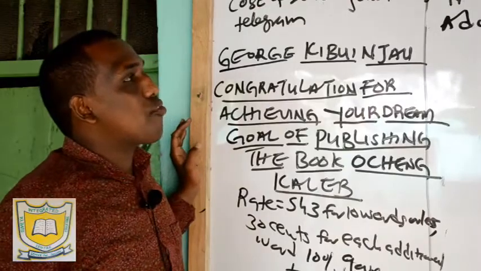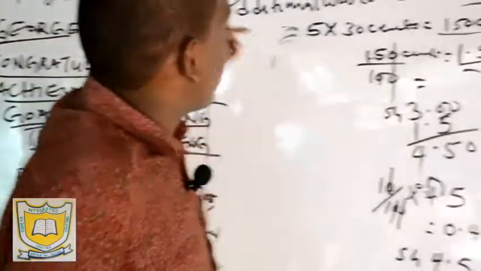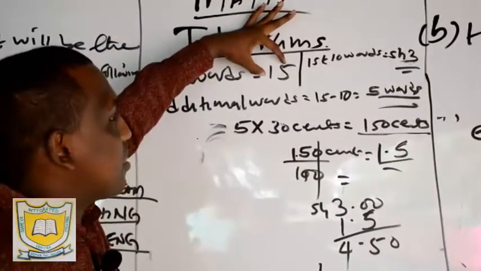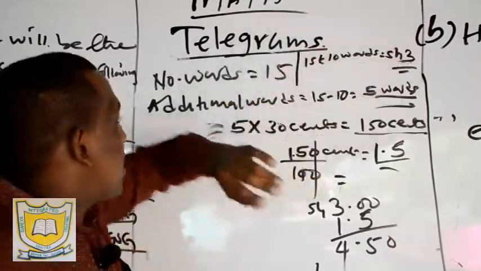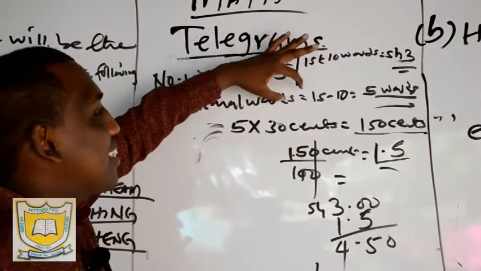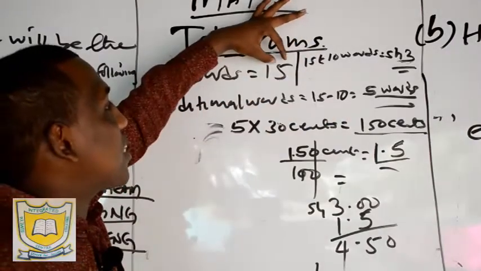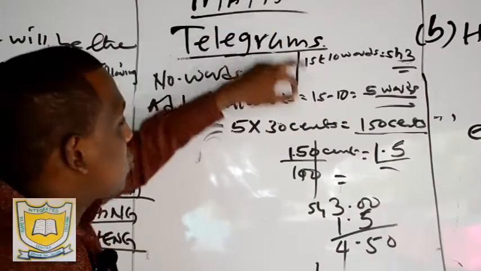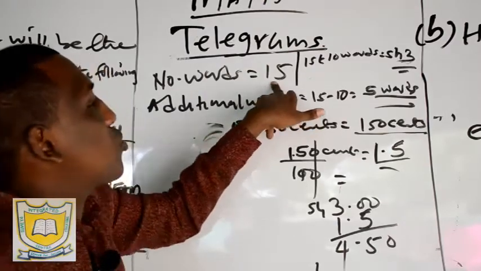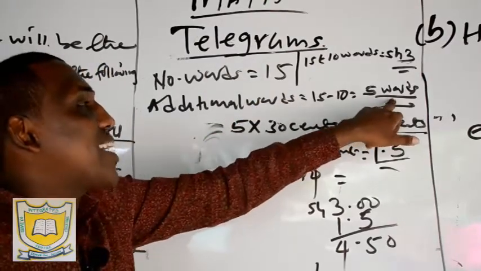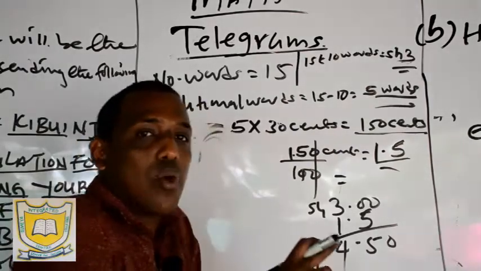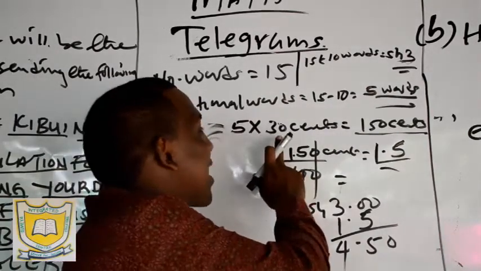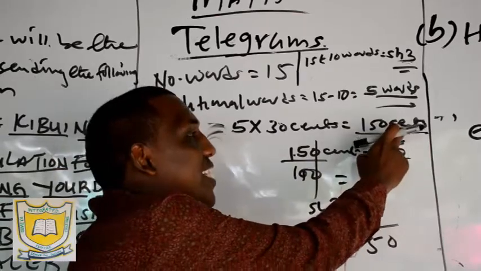What you do now, you first find the number of words. The number of words, they are 15. The first 10 words was charged at shillings 3. Then you are told additional words. Additional words that come after 10, they are 5 extra words. So 15 minus 10, 5 words are extra. So each one was charged at 30 cents. So we say 5 times 30 cents, you will get 150 cents.